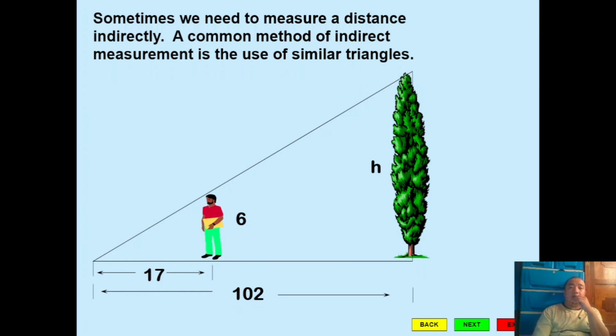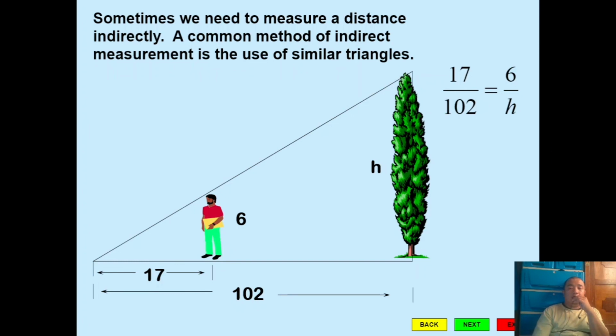Sometimes you need to measure distance indirectly. A common method of indirect measurement is the use of similar triangles. Here, the length of the tree's shadow is 102 feet. The height of the man in the figure is 6 feet, and the length of his shadow is 17 feet. Find the height of the tree. So we can form two similar triangles here, and from that we can solve for h, the height of the tree.